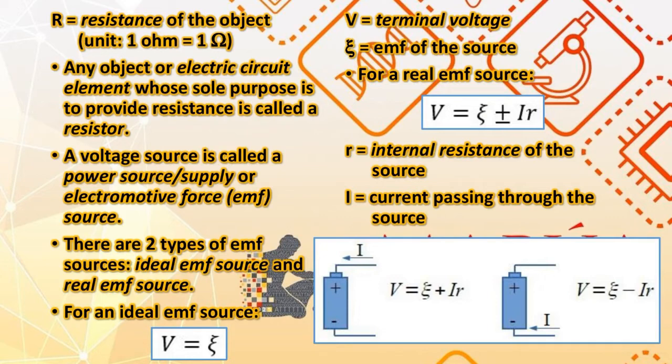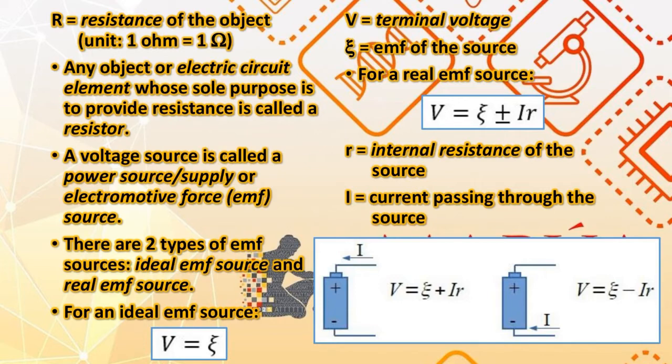Any voltage source is called the power source or power supply, or a source of electromotive force, EMF source. There are two types of EMF sources. We have ideal EMF source and real EMF source. For an ideal EMF source, the terminal voltage is equal to the EMF of the source.